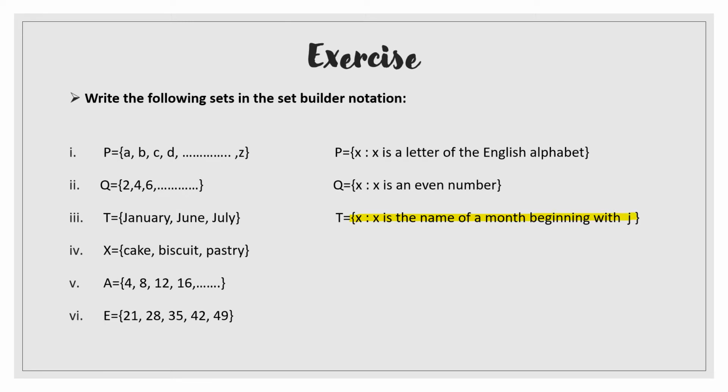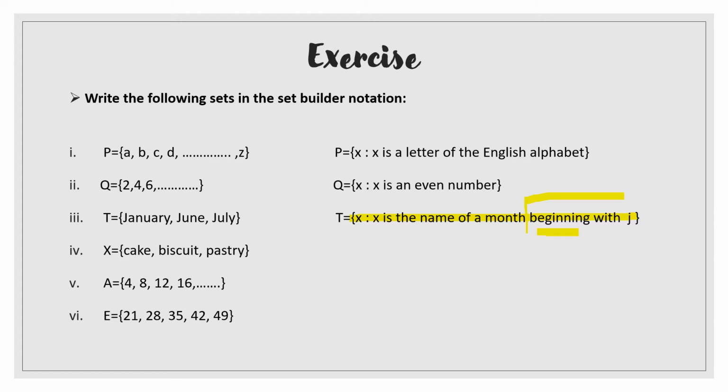So you have to write the condition very carefully. If you don't mention that they are beginning with J, it means that you have to write all the 12 names of the months. It will not be well defined. So you have to write that x is the name of a month beginning with J, because there are only 3 names that begin with J in the names of months: January, June and July.